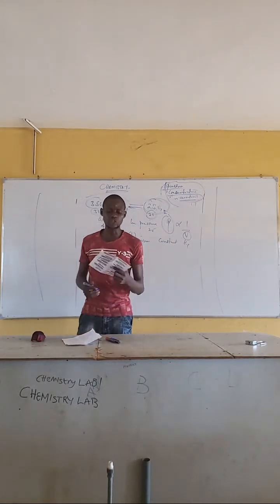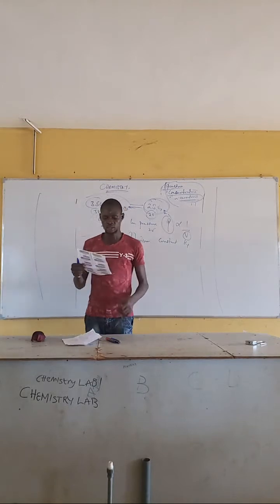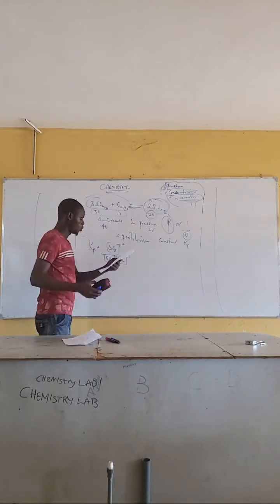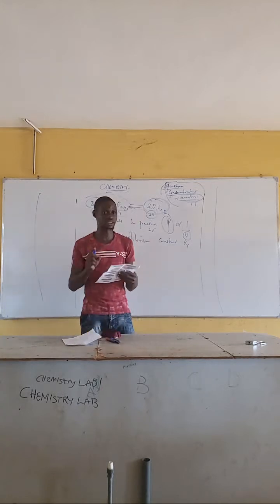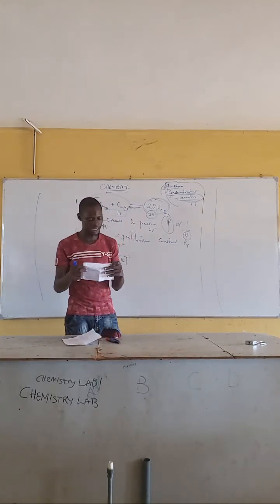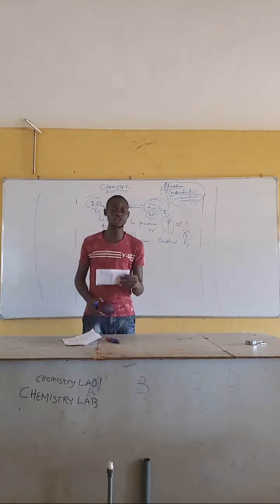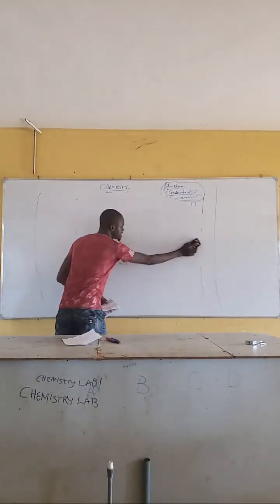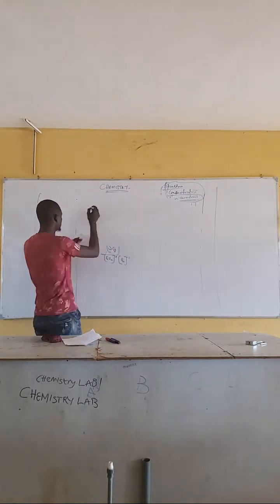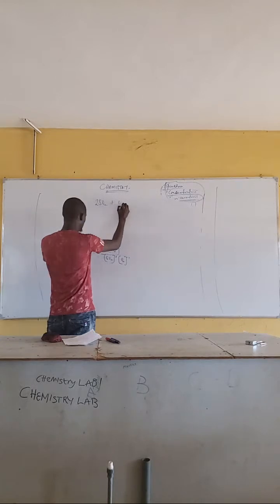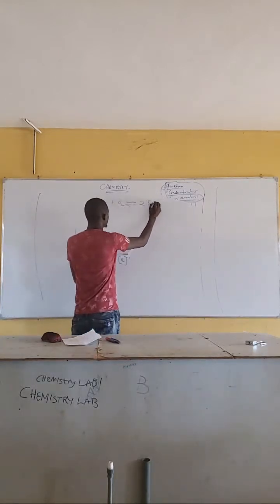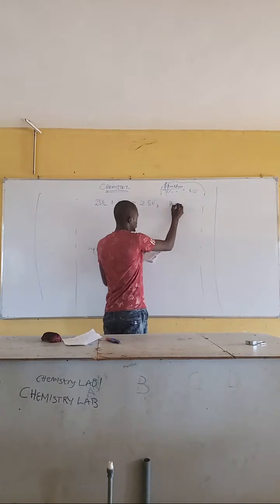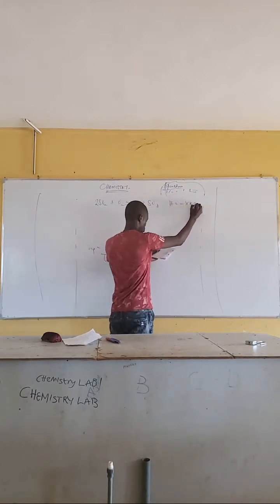Now, this is my third example, and I like this question. Now you see, the question is this. What is the effect of using vanadium 4 oxide as a catalyst in the reaction represented by the following equation? Don't forget that vanadium 4 oxide is a catalyst. The reaction represented below is 2SO2 plus O2 to give 2SO3, and it said delta H equals minus S kilojoule per mole.